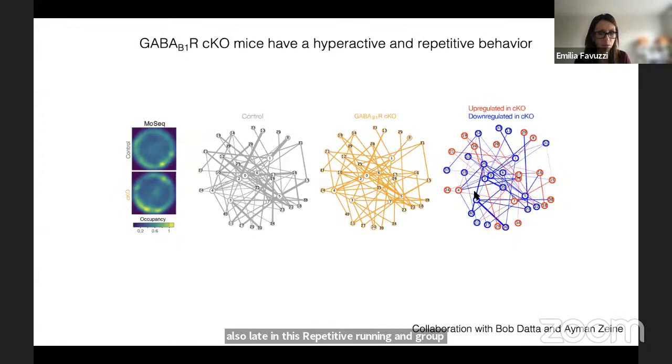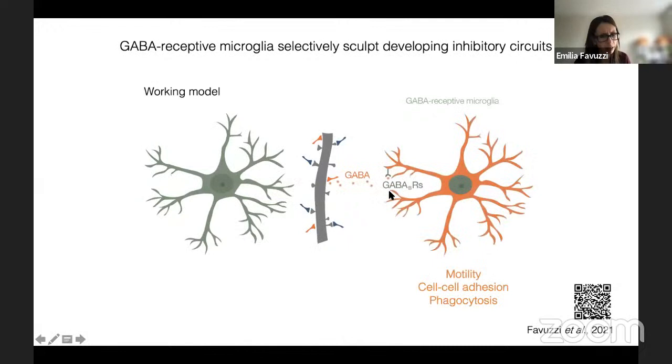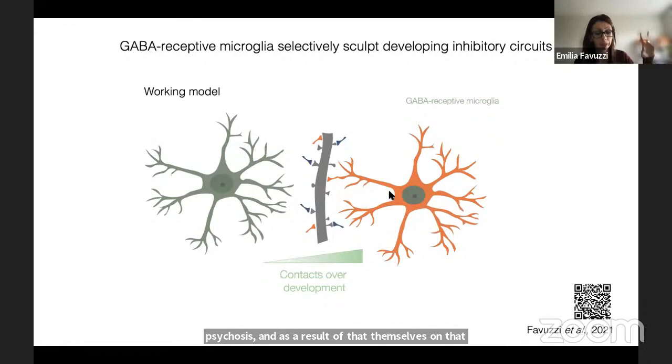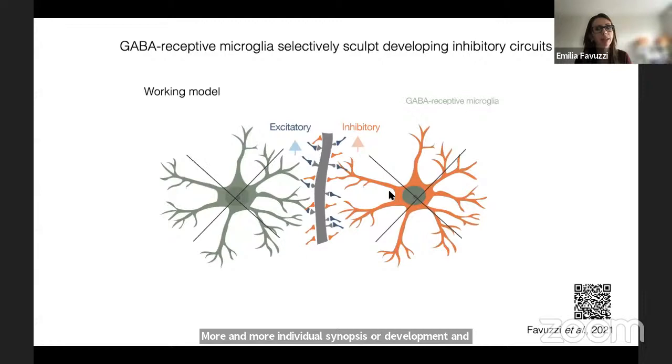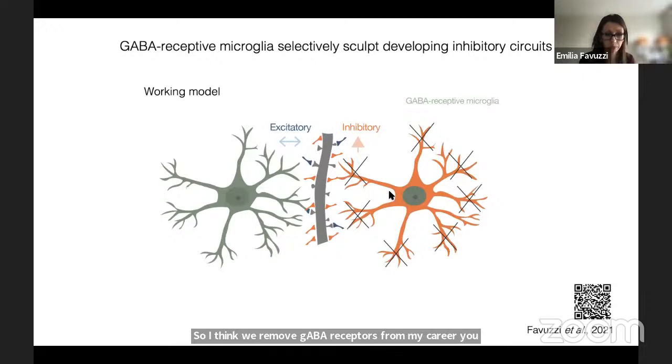And so to summarize what I showed you, we have seen that during development, GABA binds to GABA-B receptors on GABA receptive microglia, and it activates a synapse remodeling program that will change motility, cell adhesion, phagocytosis. And as a result of that, those cells contact more and more inhibitory synapses over development. And that is why if you remove all microglia, like in the depletion, you'll have an increase in both inhibitory and excitatory synapses. But if you selectively remove GABA-B receptors from microglia, you will only affect inhibitory synapses. And we have seen that these defects will persist throughout the life of the animal and will ultimately impact behavior.